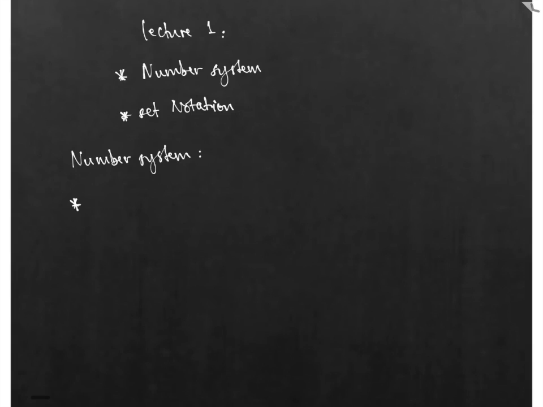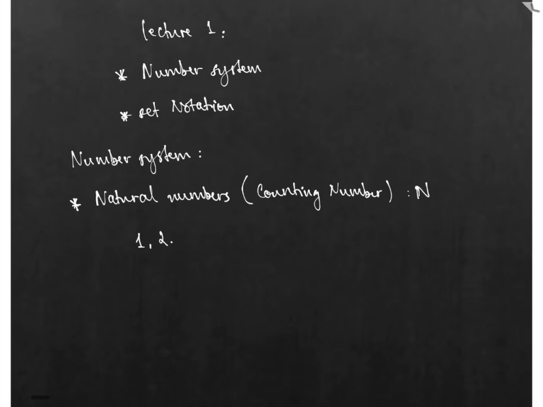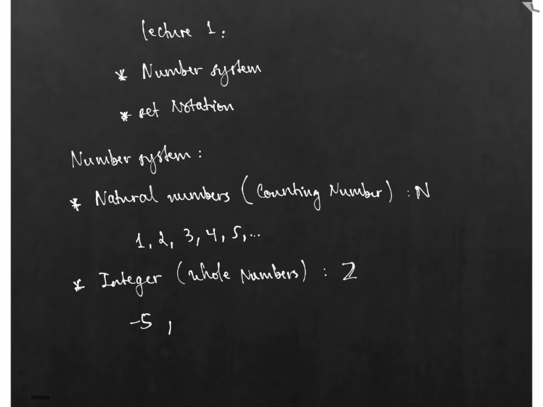The first one is the natural number or counting number. It's denoted as capital N. So for example, you have numbers like 1, 2, 3, 4, 5. So obviously these are counting numbers. The next system that you have is integer or whole numbers, denoted as capital Z. For example, you have -5 is the integer, -3 is also an integer, 0, 1, 10, those are integers.